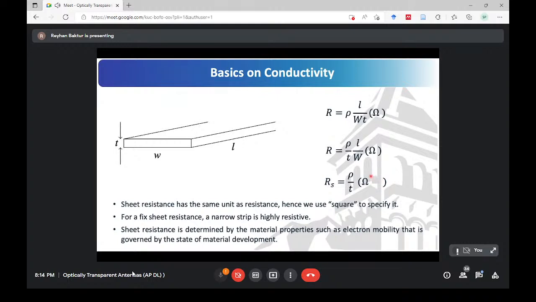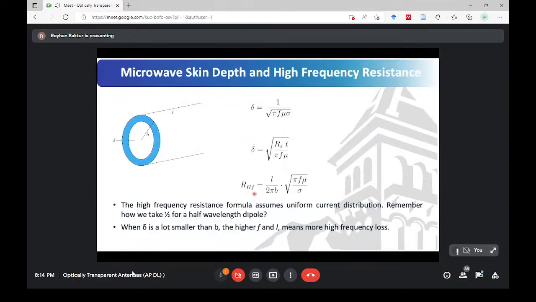So when you see ohm square, that's a surface resistance. And I would like to point out, some people make the mistake of saying surface resistance is ohm per square. No, it's ohm square. It has the same unit as resistance, ohm, but we note it with just a square, okay? So let's think of that.